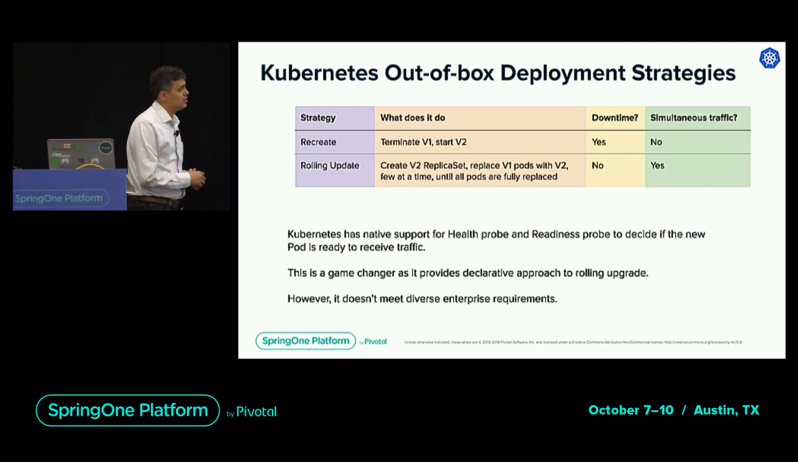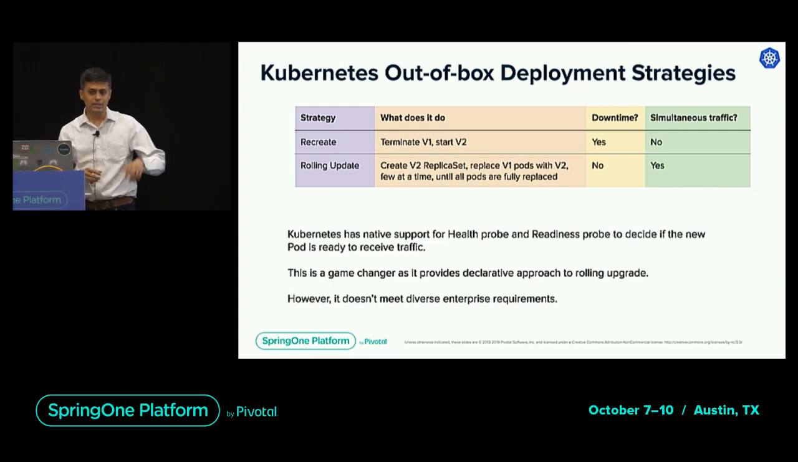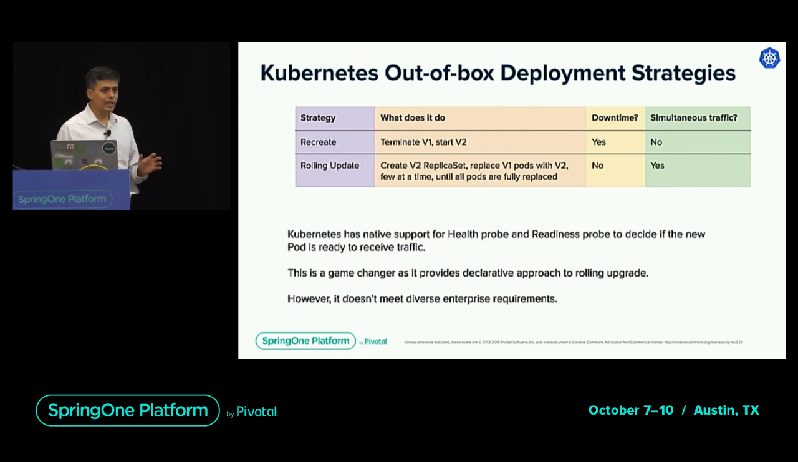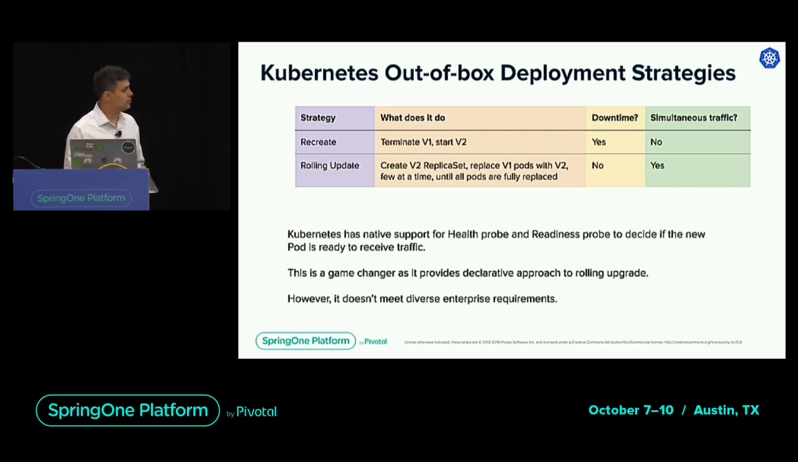Kubernetes has excellent native support for liveness probes and readiness probes to decide whether the new pods that are coming up are actually healthy and ready to receive traffic, right? This is a game changer because it provides a declarative way to do rolling upgrades. You do not have to write a single line of code to achieve a rolling upgrade in Kubernetes.